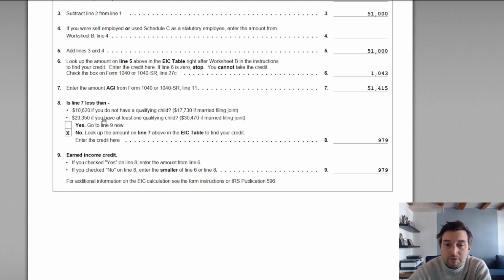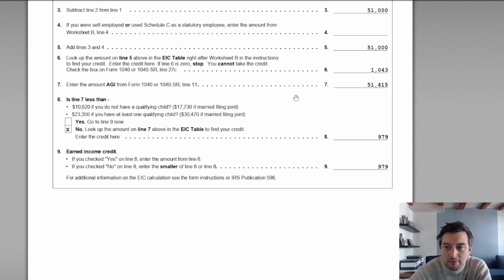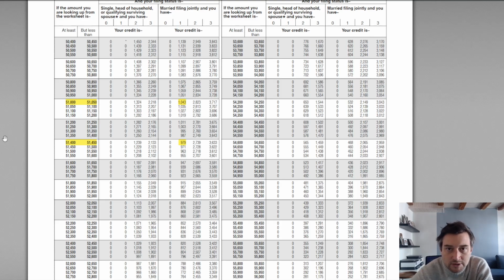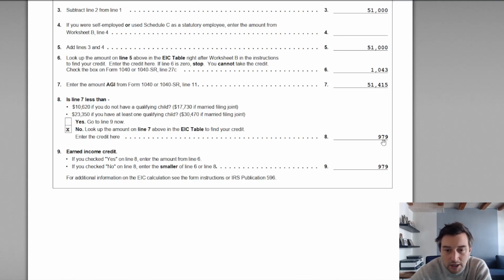So now we go back to the tables and we look up the amount on line 7, $51,415, and then enter the balance there. So if I go back to the tables, we have $51,415 of adjusted gross income. So we're within this range here, $51,400 to $51,450. And then we move across left to right again, and we find married filing joint with 1 qualifying child is $979. And so we enter that figure on line 8.